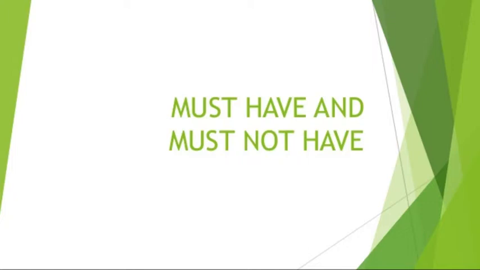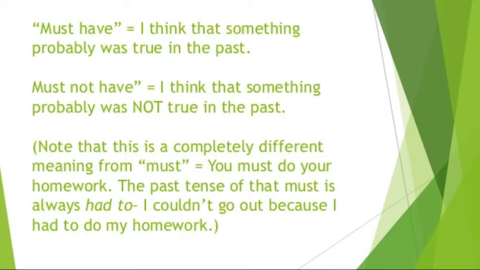So must have and must not have. So must have means I think that something probably was true in the past, and must not have something that probably was not true in the past. So must, when you say must, previously in lesson 5 we talked about must. Must is obligation. You must do something. So then when you say must have, the meaning is totally different.